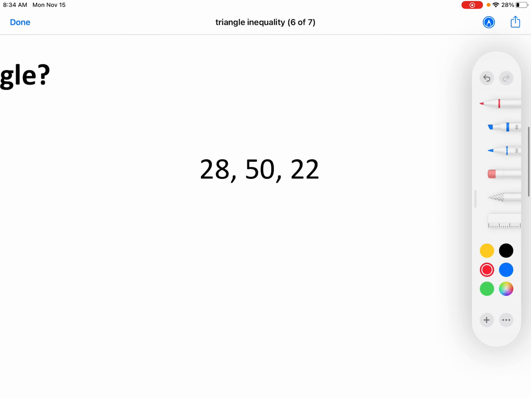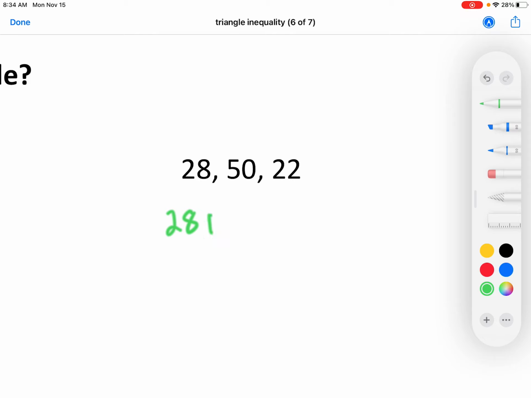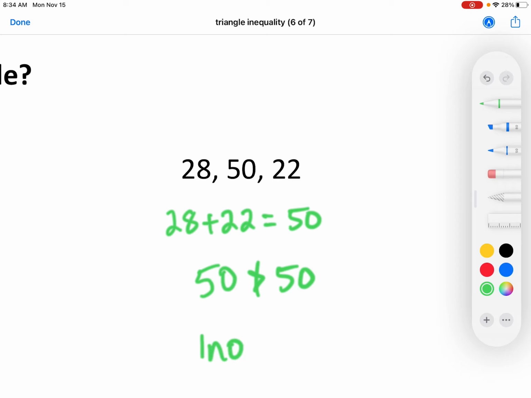Go on over to our last one. Again, we take our two smallest ones and add them together. Our two smallest are 28 plus 22, and that equals 50. So we ask ourselves the question, is 50 greater than 50? And the answer is no. 50 is equal to 50, but 50 is not more than 50. So the answer again is no.